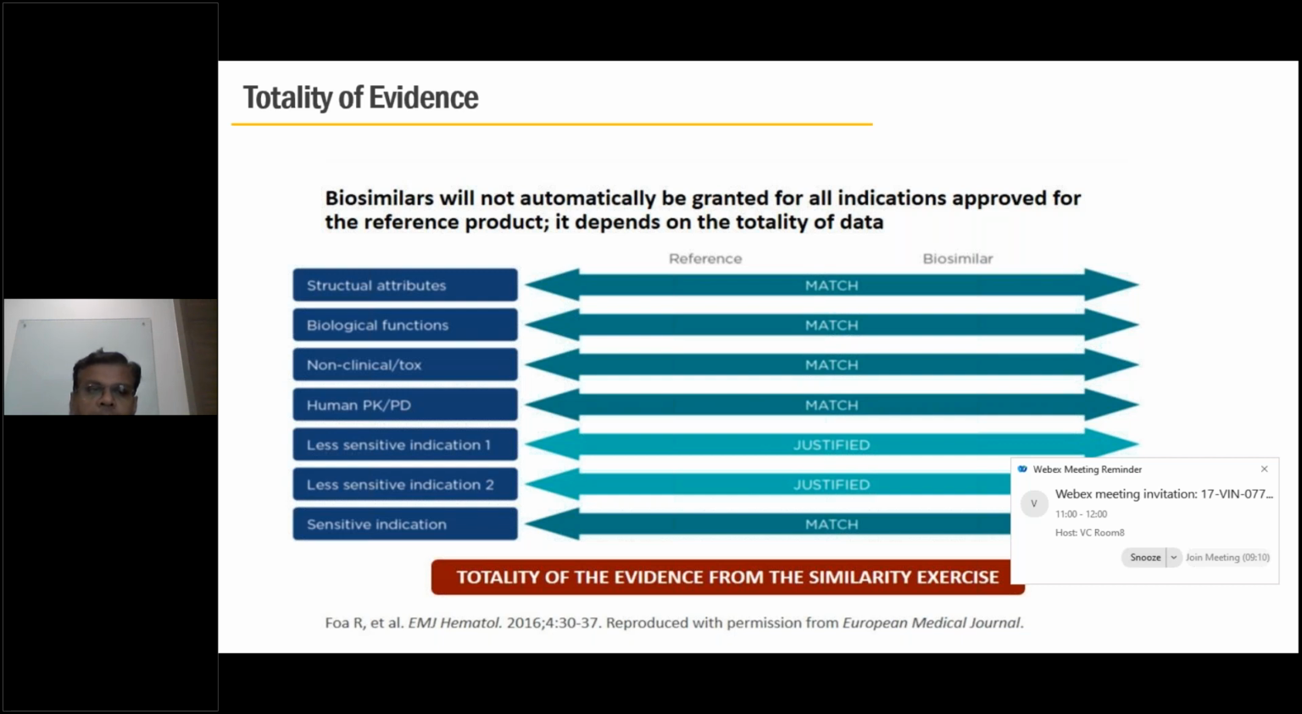When we come to a biosimilar, a battery of studies needs to be conducted to get an idea about their pharmacokinetics, their biological functions, structure, attributes, etc.